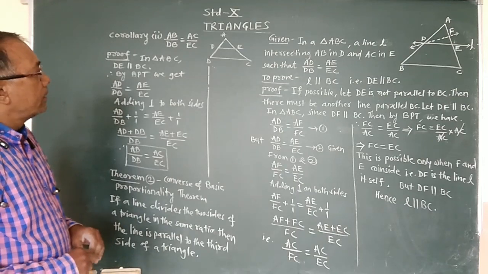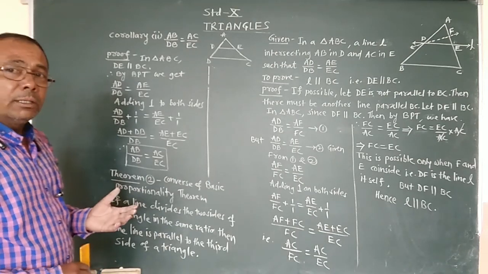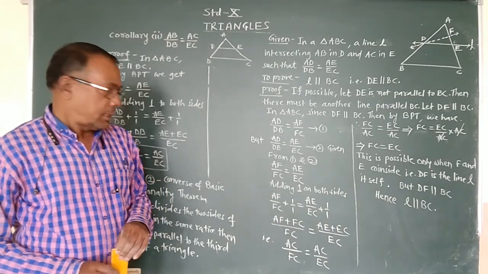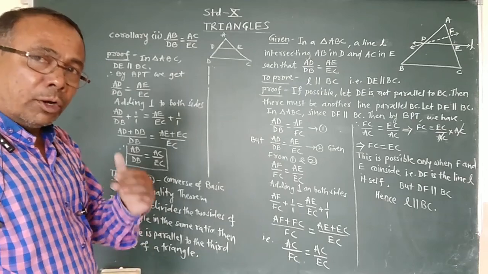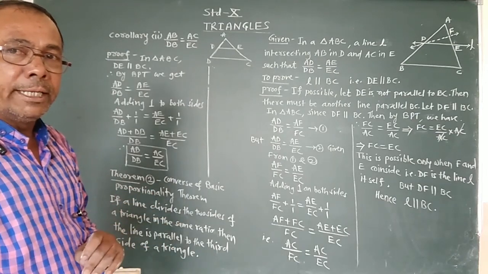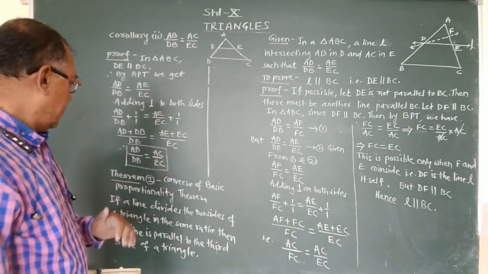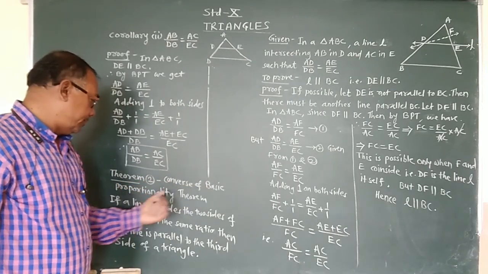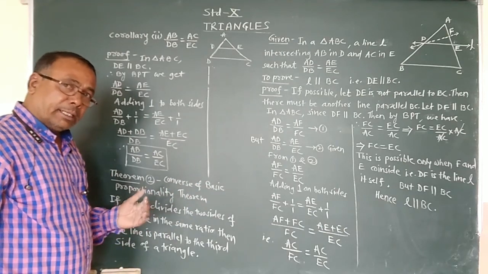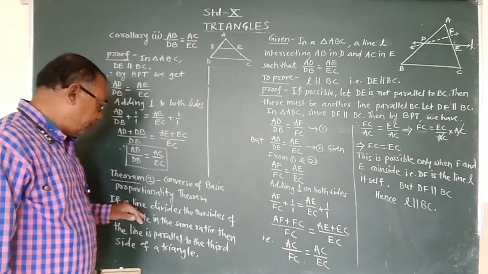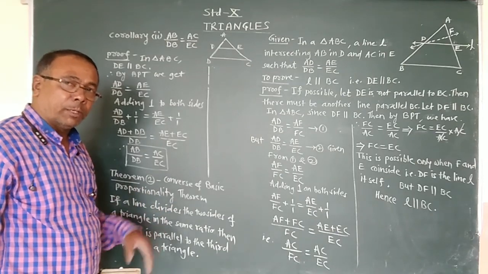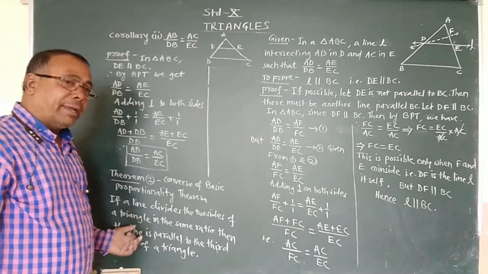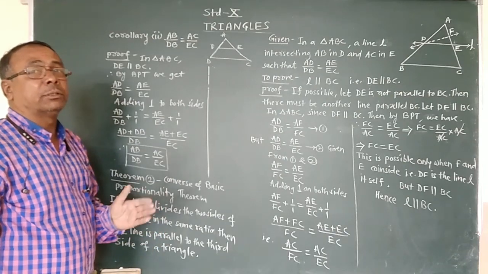Here, we have seen the basic proportionality theorem and its corollaries, and now we will see the converse of the basic proportionality theorem, or BPT. Here, theorem 2, that is the converse of the basic proportionality theorem. This theorem states that if a line divides two sides of a triangle in the same ratio, then the line is parallel to the third side.